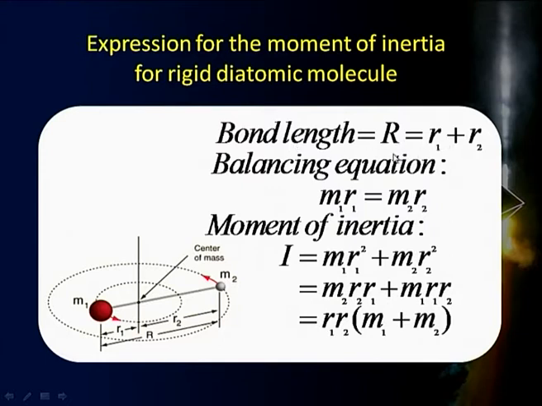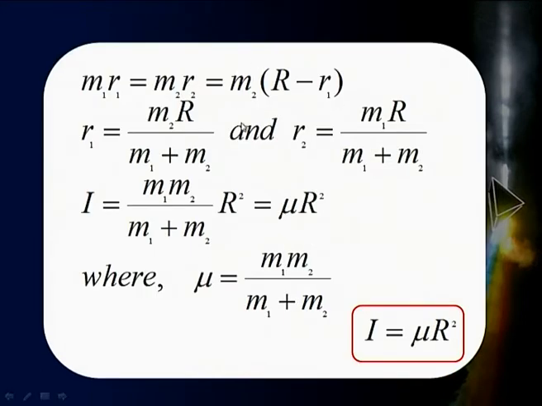So, we have the bond length equal to the sum of the two distances R1 and R2, the distances of atom 1 and atom 2 from the center of mass. The first law of moments says that m1 R1 equals m2 R2, and the moment of inertia is defined as m1 R1 square plus m2 R2 square. For more atoms, it is basically sigma mi Ri square. With a little simplification, we come down to the expression: moment of inertia I equals m1 m2, the masses of the two atoms, divided by the sum of their masses, into R square.